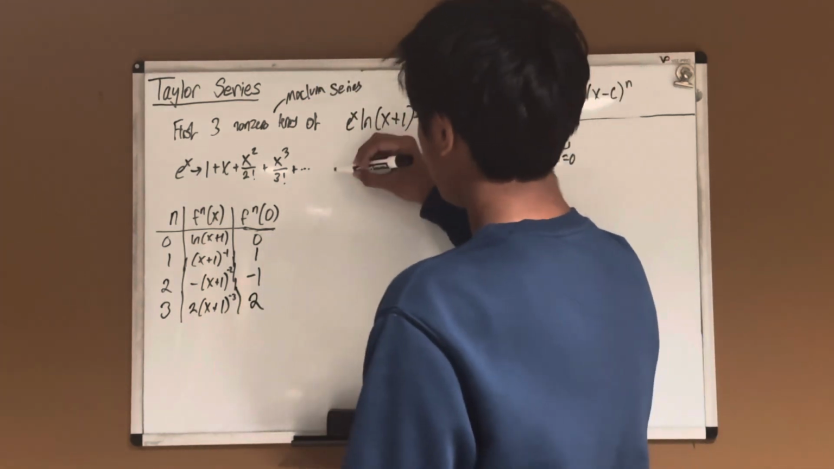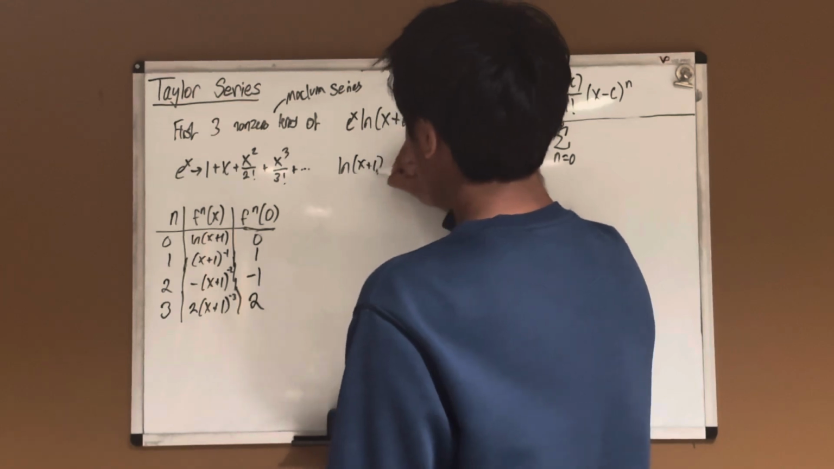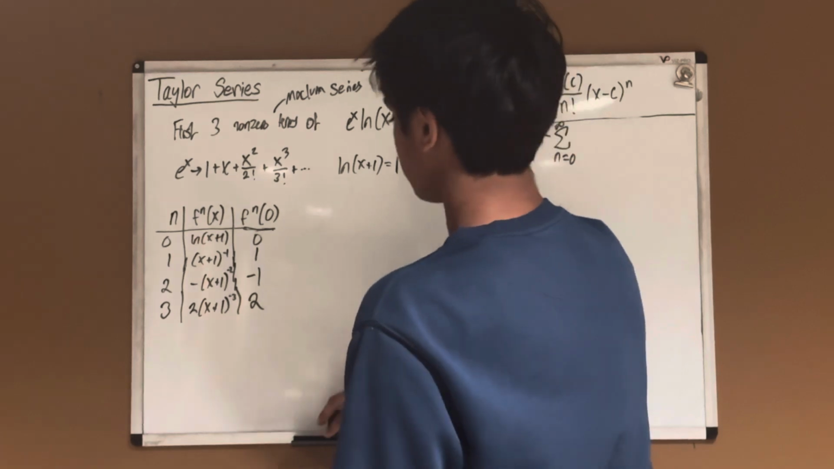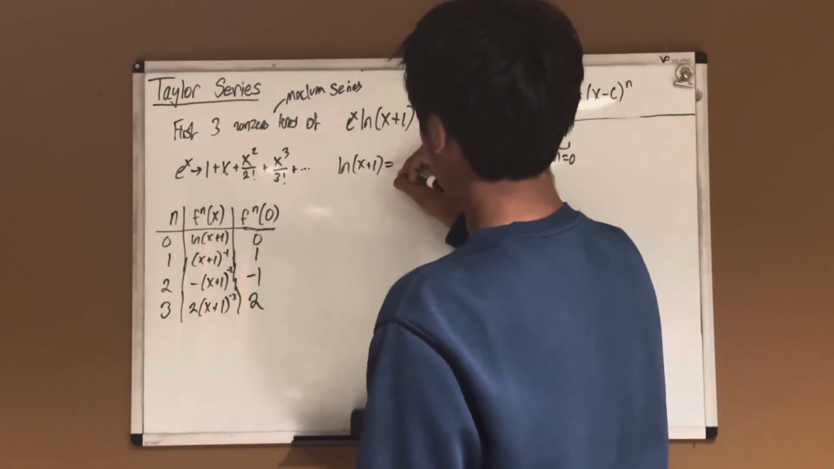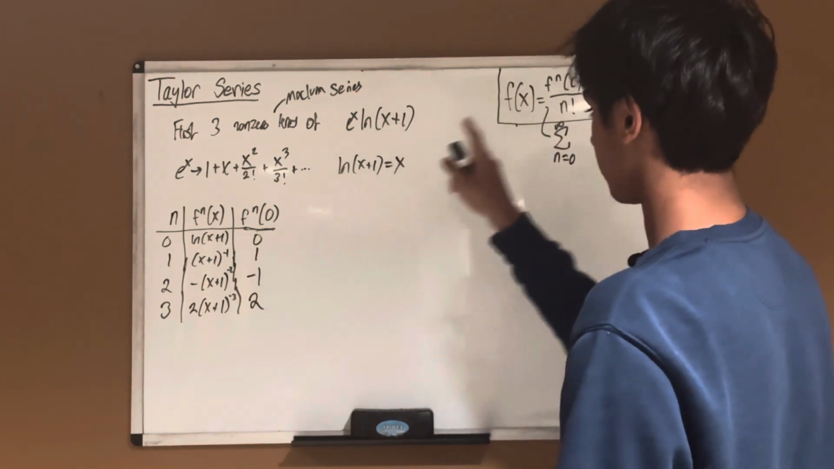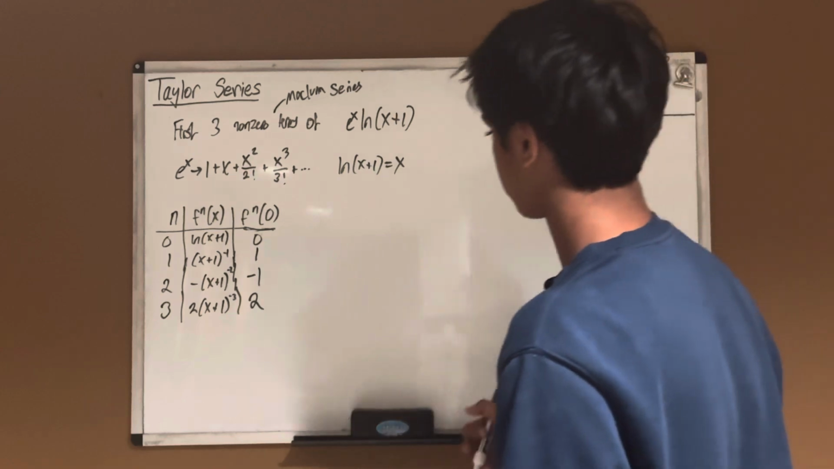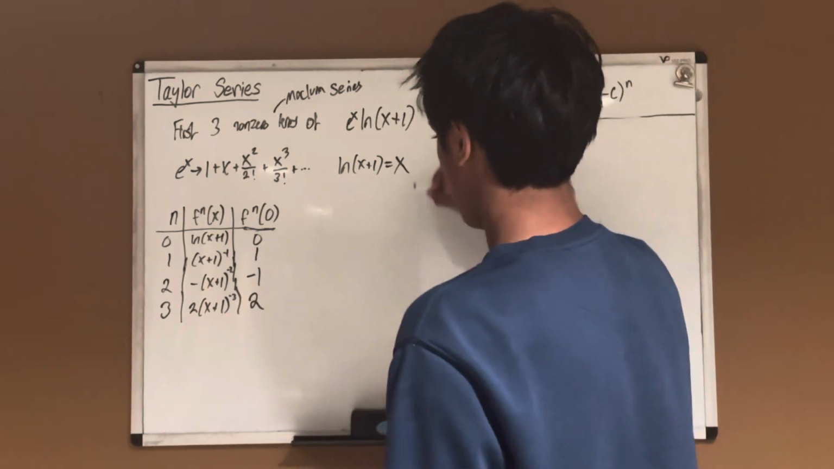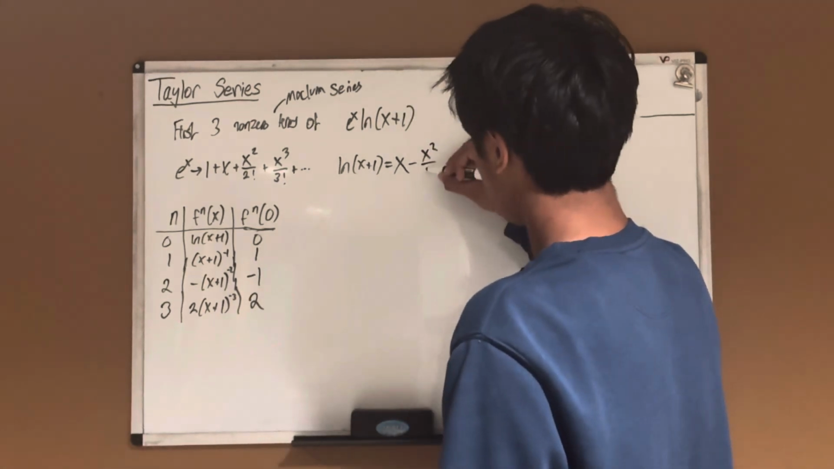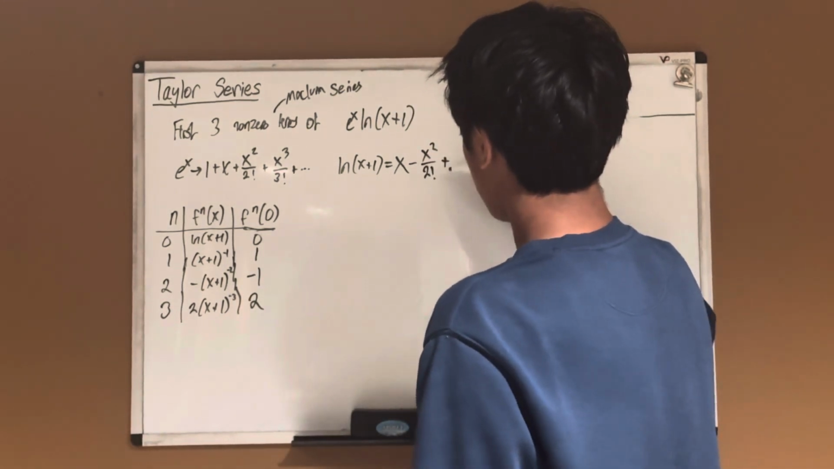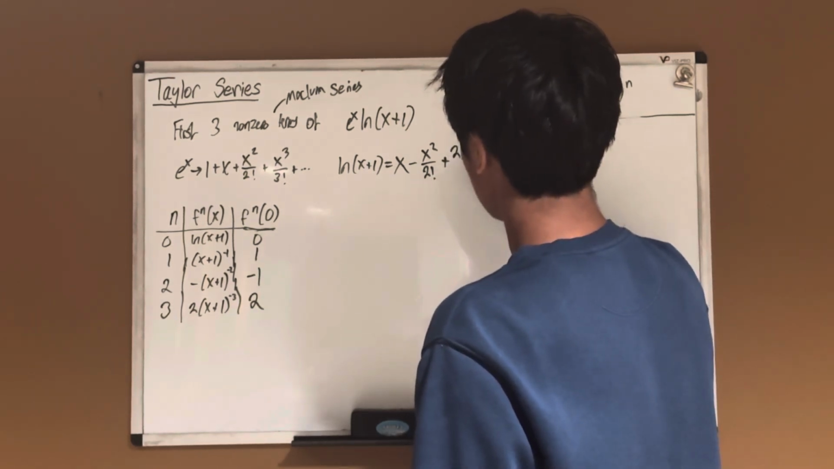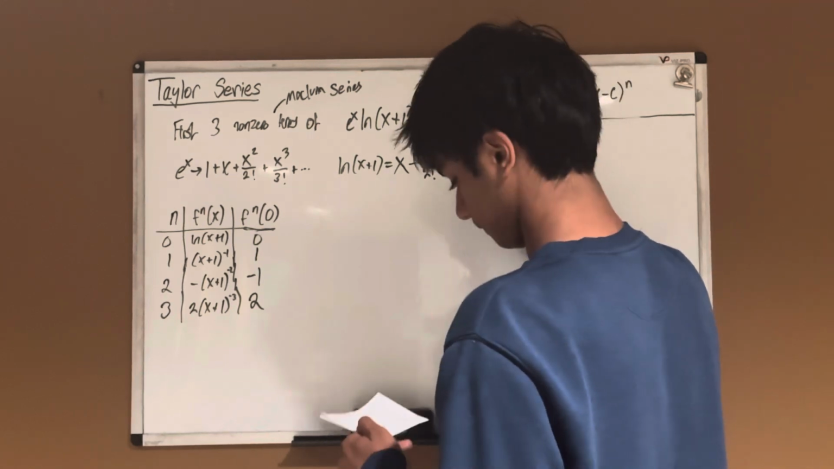So what we find out is that ln of x plus 1 is equal to, not 1, x, right? Because we're doing the first degree, so f of n of c is 1 over 1 factorial, which is 1, times x minus 0 to the power of 1, which is x. Then we have minus x squared over 2 factorial, then plus 2 x cubed over 3 factorial.